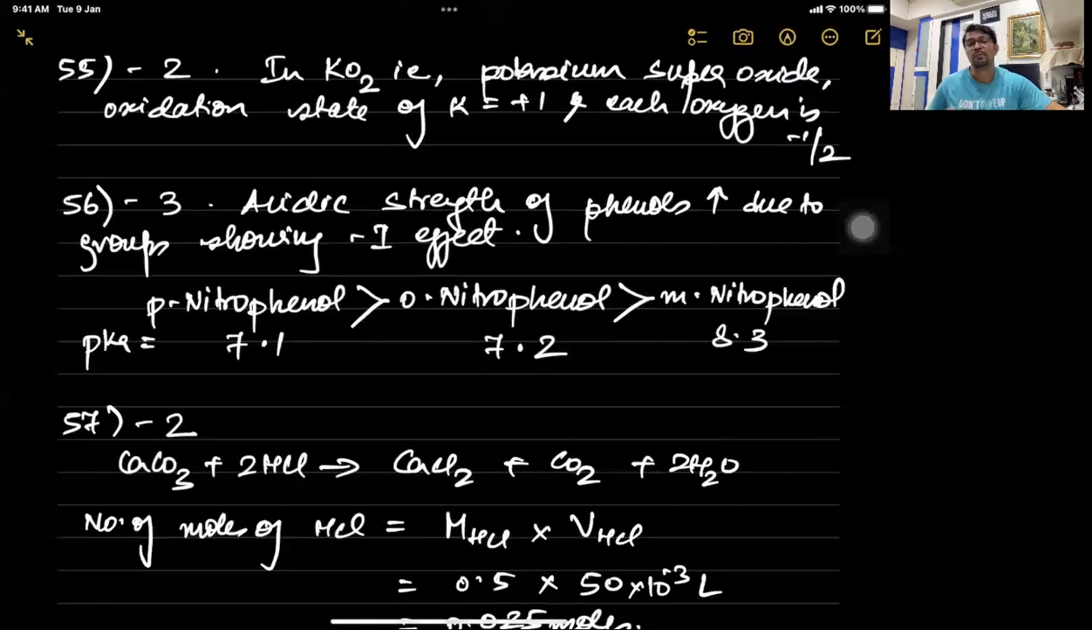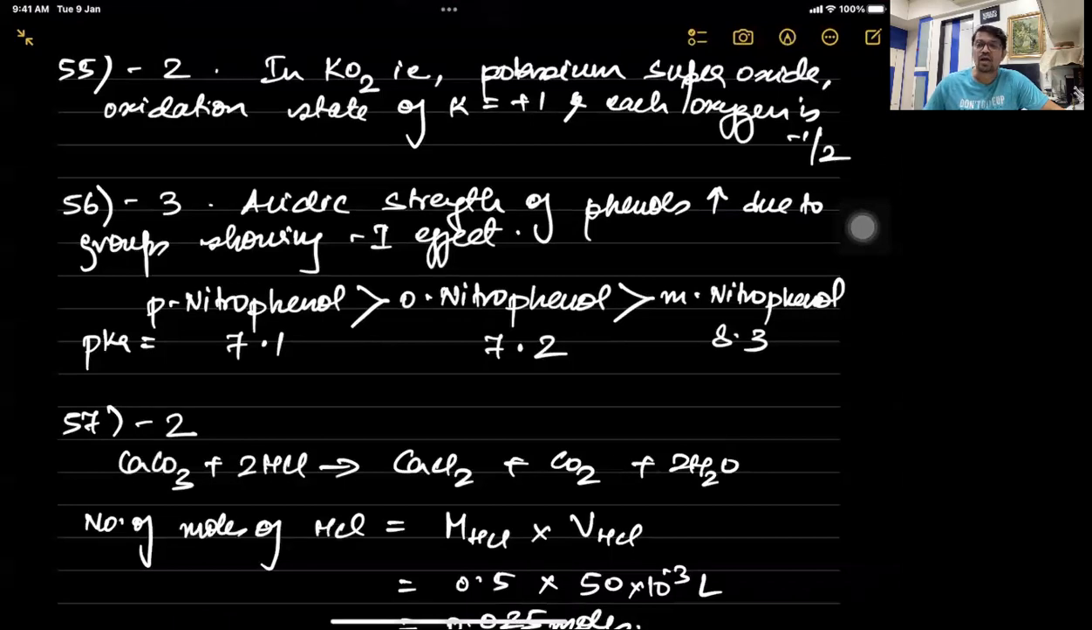We know groups showing minus I effect, if they are at the ortho and para positions, increase the acidic strength. So para-nitrophenol is more acidic than ortho and then meta, where the pKa values are there, where we know about the pKa.